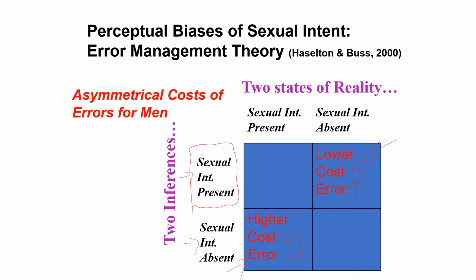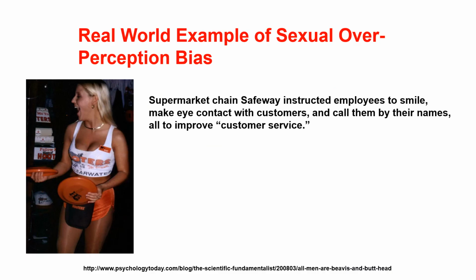Let's look at a real-world example of that. Real-world example of the supermarket chain Safeway. The supermarket chain Safeway instructed their employees to smile, to make eye contact with customers, to call them by their names, all in terms of improving customer service. There's a big issue here. All of those things, smiling, making eye contact with customers, calling them by their names, this can be interpreted as flirting. In general, women do not interpret this as flirting.